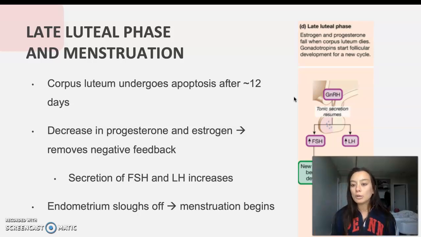Additionally, since there's no more progesterone because the corpus luteum has died, the endometrium will begin to shed, and that's the start of menstruation once more. So at this point, the release of gonadotropins once again starts a new cycle of follicular development. So this whole thing can start all over again, approximately 28 days after it was initially started.